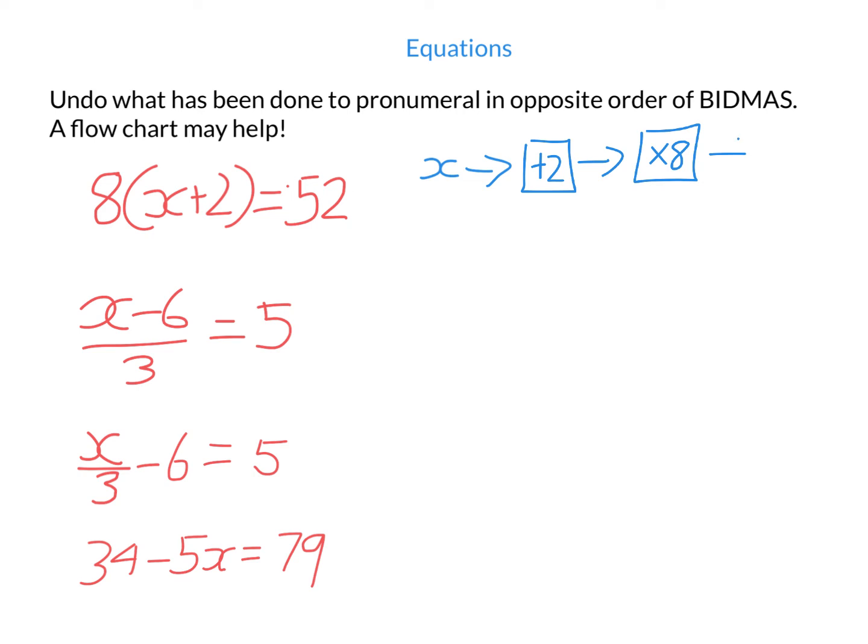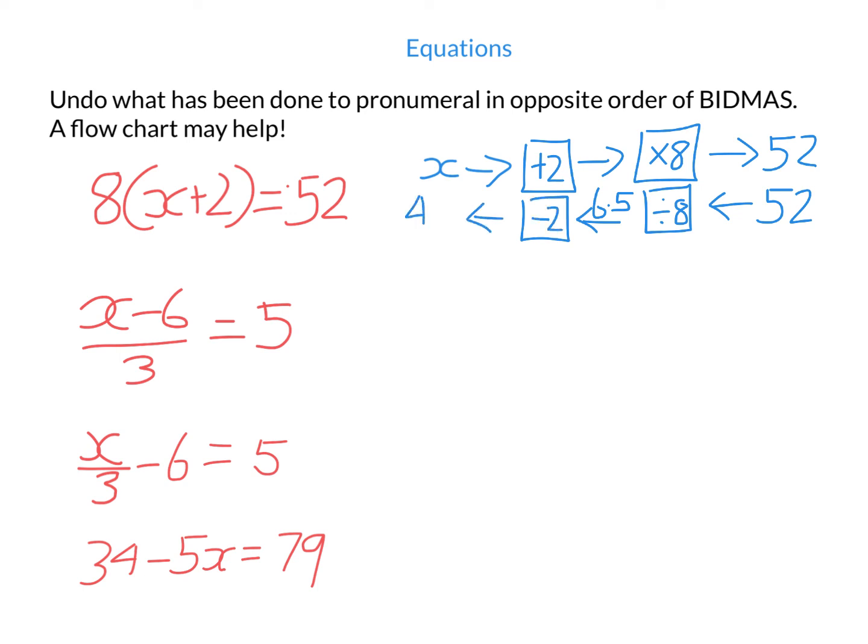and then somehow got our answer of 52. So when we're solving, we reverse the order, and we do the opposite operation. Instead of timesing by 8, I'm going to divide by 8. Dividing by 8 is the opposite of timesing by 8. So 52 divided by 8 is 6.5. Then instead of adding 2, I'm going to subtract 2. 6.5 minus 2 gives me 4.5. The answer here, you've got to write it like this, is x equals 4.5. That's the solution, because if I change x to 4.5, I get a true statement. So yes, the answer doesn't have to be a whole number.